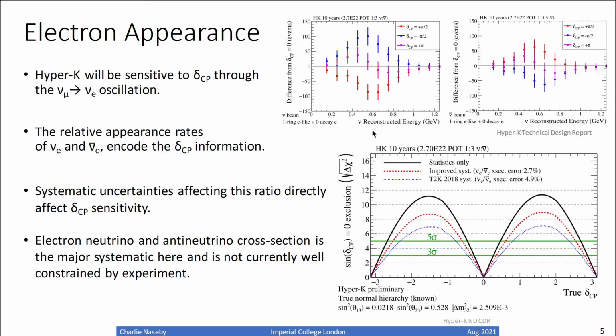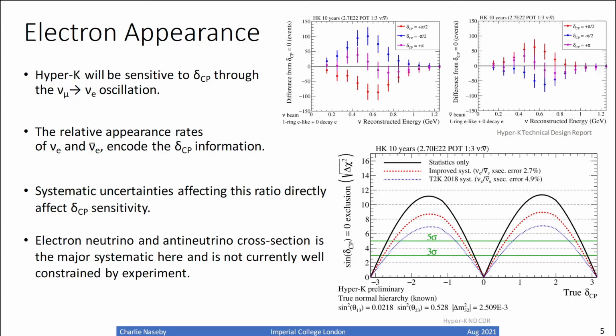One important impact of this is that any systematic uncertainties that affect this expected ratio will have a direct effect on our delta CP sensitivity. So here you can see the ability of Hyper-K to exclude CP conservation for a range of the true values of delta CP, and with 2 different systematic assumptions: our current uncertainty in blue from T2K, and what we hope to be able to achieve with Hyper-K in red. And you can see this has quite a significant impact on our ability to exclude values.